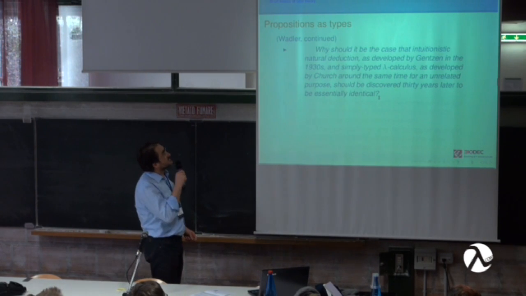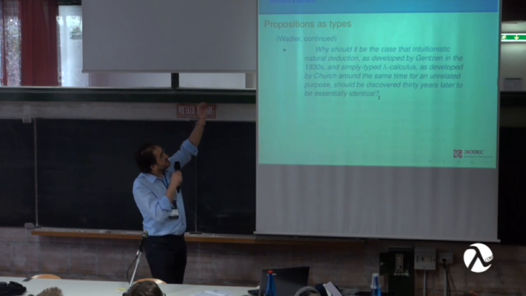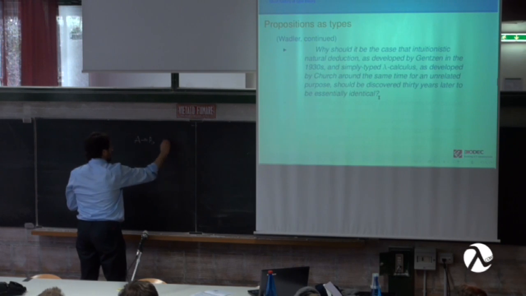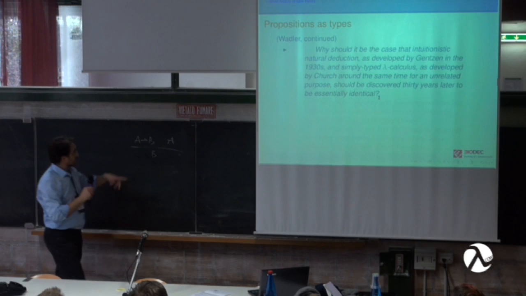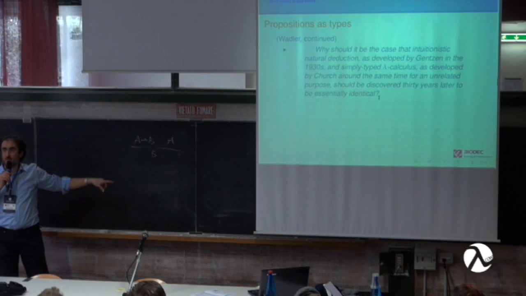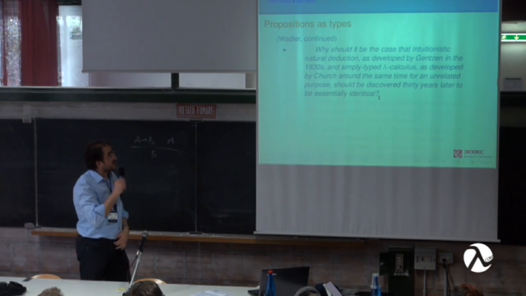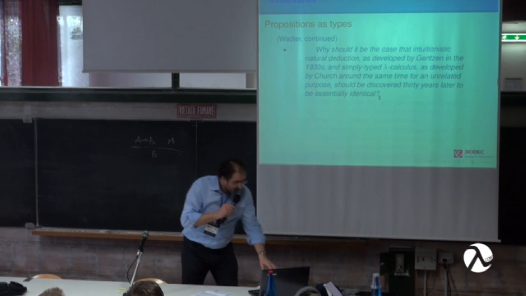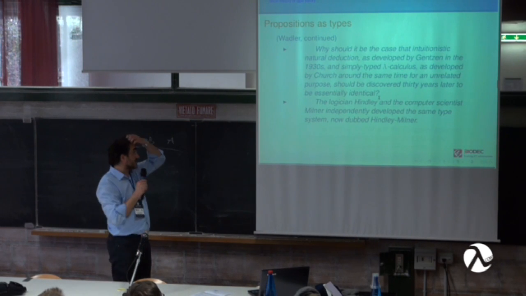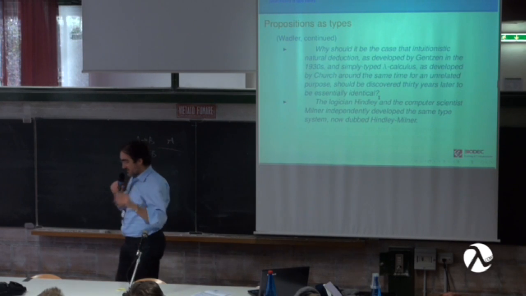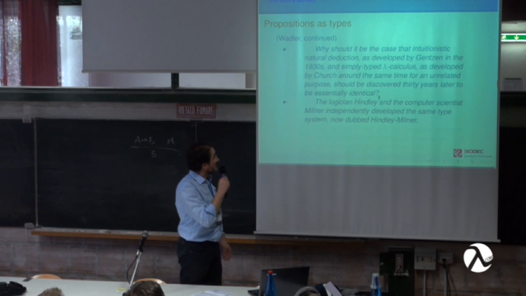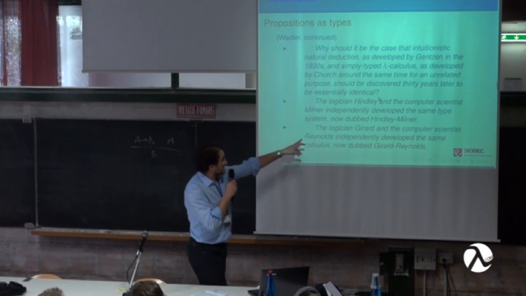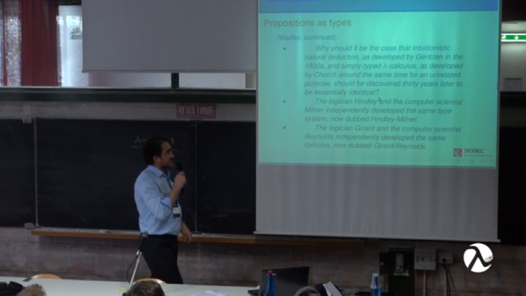And in a sense, it's really amazing, because why should a formalism that's known as natural deduction, that's basically stuff like that, you know, a formula, you draw a line, okay, why should a formalism to draw logical formulas like that, devised by Gentzen in the 30s, and the simply typed lambda calculus by Church, be the same thing? Why did the logician Hindley and Robin Milner, who did a lot of amazing stuff from LCF, type inference, the pi calculus, whatever, discover the same type system? How could it be that Jean-Yves Girard, who is a French logician, and Reynolds, who is a computer scientist, independently discovered the same calculus?